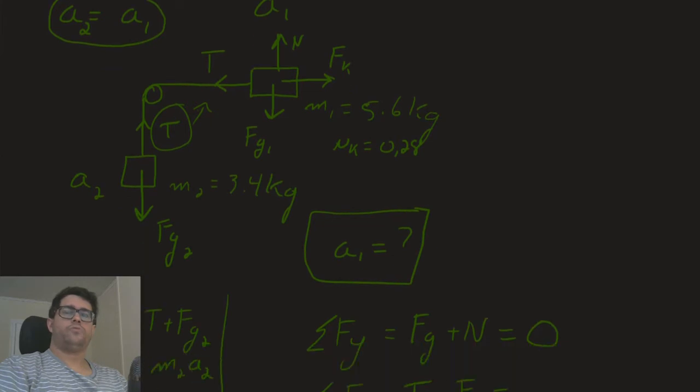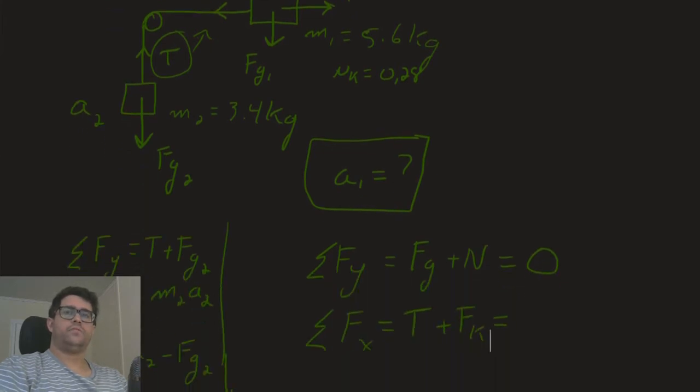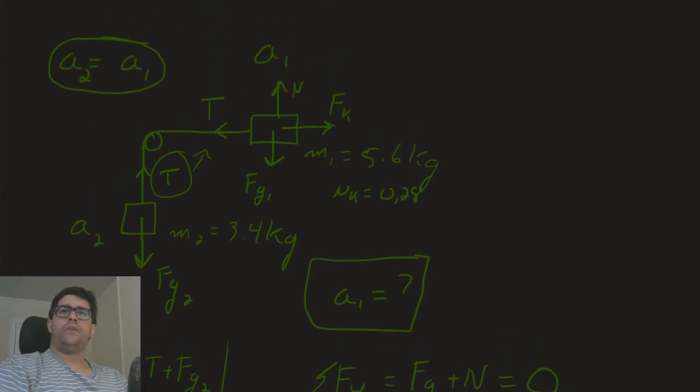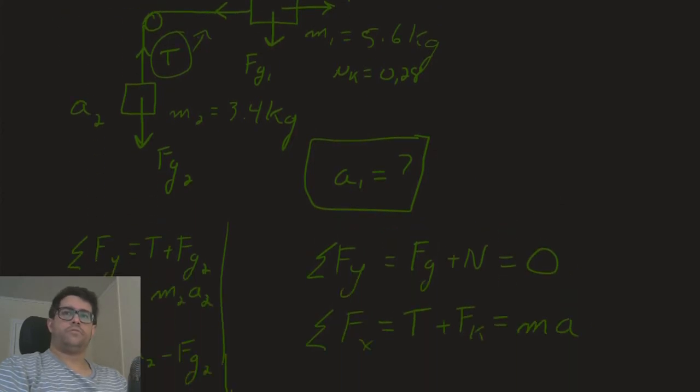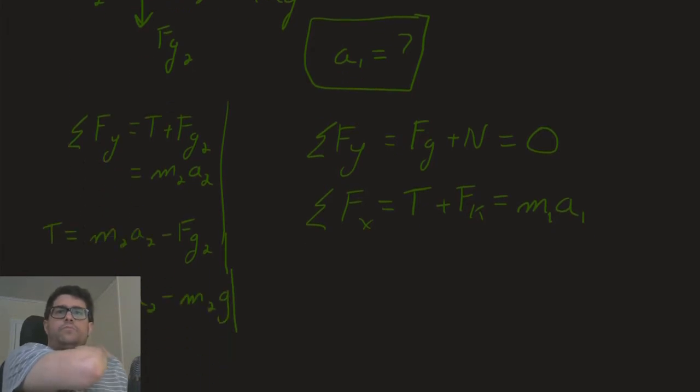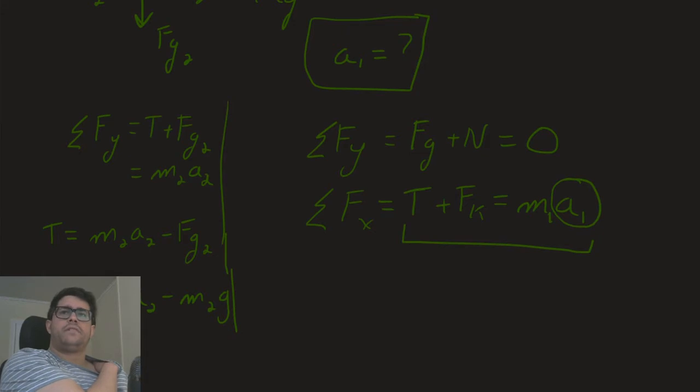We will not assume that it's 0. We will instead write MA, and this is A1 and M1. So let's write that down: M1, A1. Okay, we're going to work with this part. So again, we're trying to find this guy and isolate this guy.